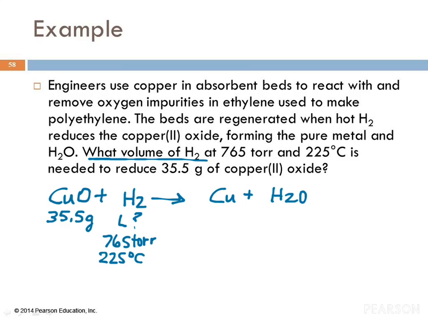Okay, so let's just think about stoichiometry. We're starting with grams of CuO, and from that we're going to convert to moles, because we always go to moles in the middle, from moles of CuO to moles of hydrogen, because that's the thing that we have a question about. And from moles of hydrogen, we're going to liters of hydrogen.